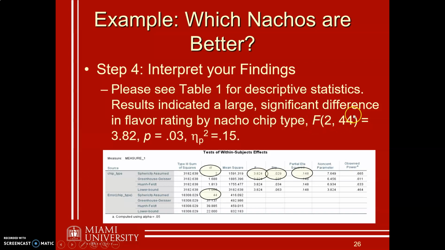Our F value, our degrees of freedom, the actual F value, the probability we calculated, and that eta squared, here represented as partial eta, but we've only got one independent variable, so the partial is identical to the regular eta squared, and we've got that effect size that shows a large difference.